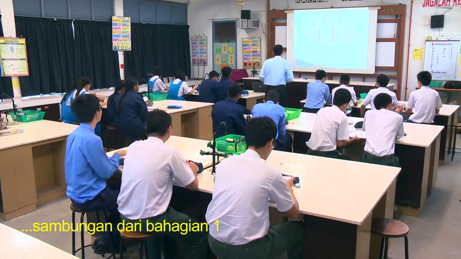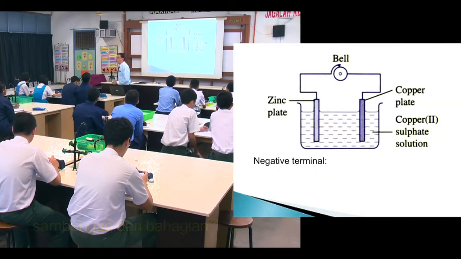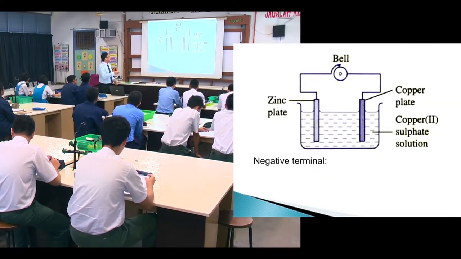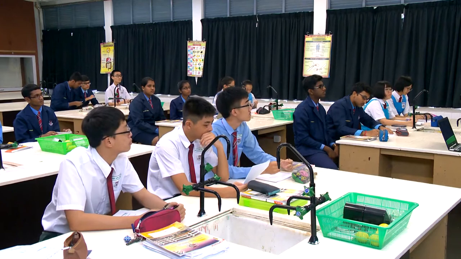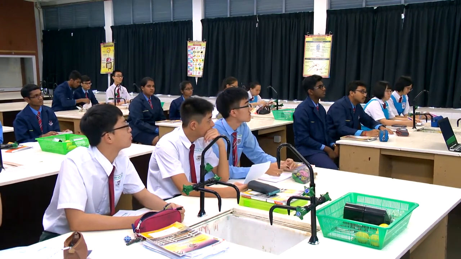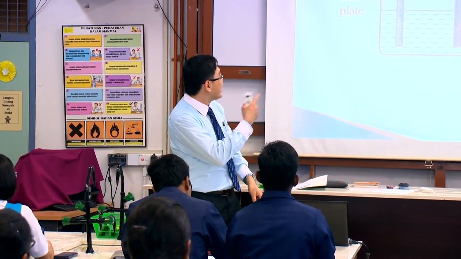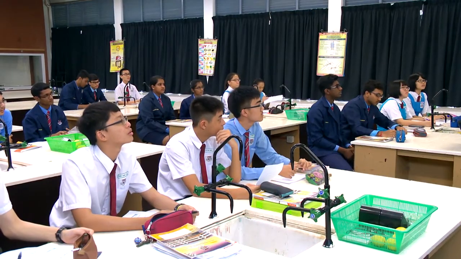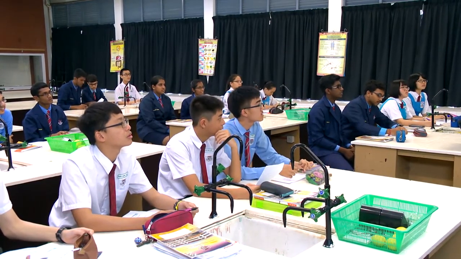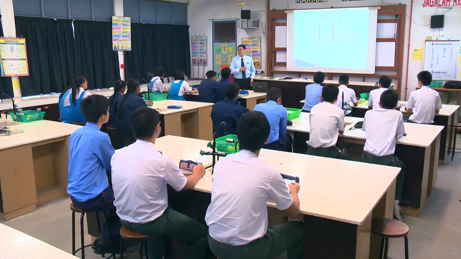Now look at the questions. Okay, now I have the zinc and the copper plate. Among the zinc and copper plate, can everybody answer me: which one is located on top of the electrochemical series, between zinc and copper? Yeah, the zinc. What becomes the negative terminal? The zinc will become the negative terminal.